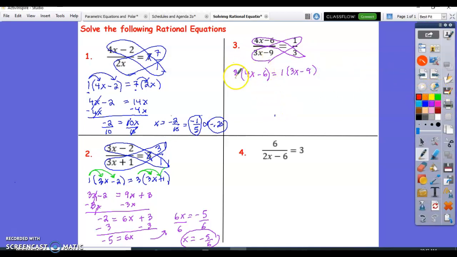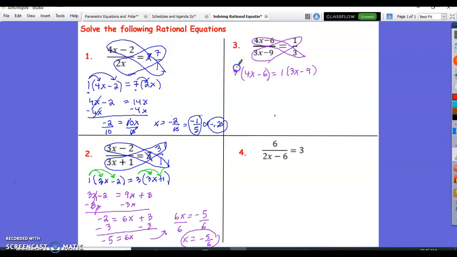So now I have those numbers outside the parentheses, so I'm going to distribute. The same process, we distribute. So we get 3 times 4x gives you 12x, and then 3 times -6 gives you -18, equals 1 times 3x is 3x, 1 times -9 is -9.